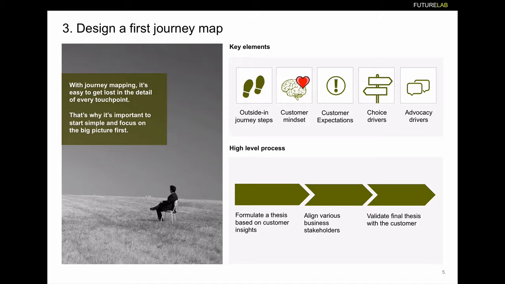Final step then is that we validate this final thesis with the customer, because there will be some group thinking going on in those workshops. As Futurelab, we will have gotten it wrong. I mean, we're human. We understand. We try and we do our best and we understand things, but we will make mistakes. So basically, the final step is to go out to the customer and say, listen, this is the customer journey we came with. This is the thing we think is on your mind, what you expect, what really would delight you, etc. Is this correct?